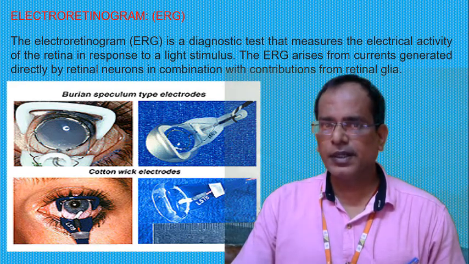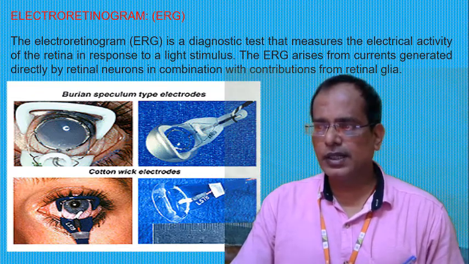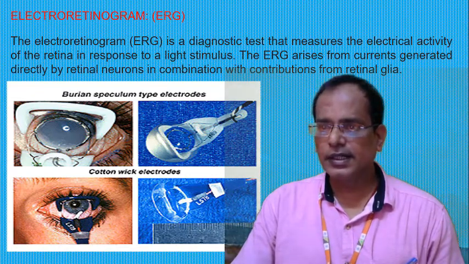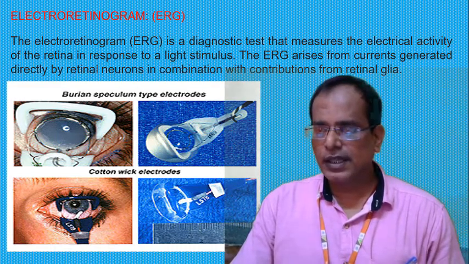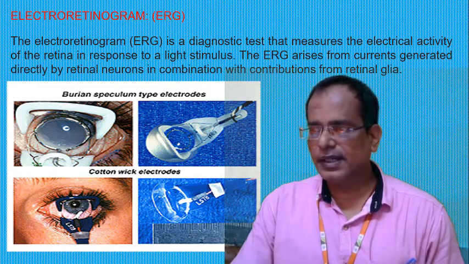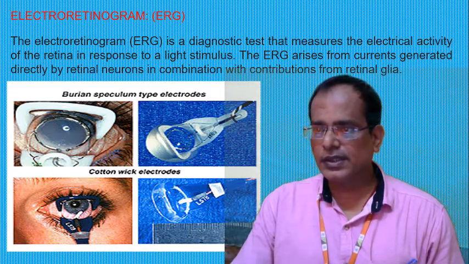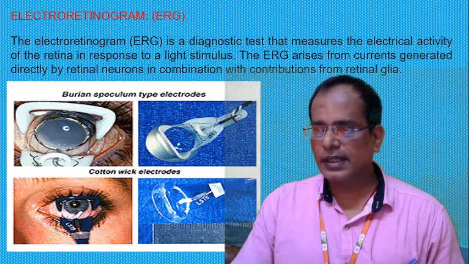Properly, we can say that the electroretinogram is a diagnostic test that measures the electrical activity of the retina in response to a light stimulus. The abbreviation is ERG, which means electroretinogram. It arises from currents generated directly by the retinal neurons, in combination with the contribution from retinal glia.